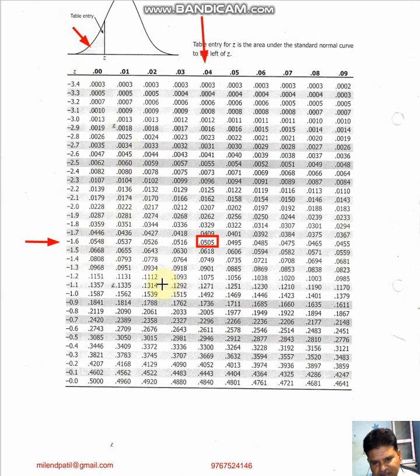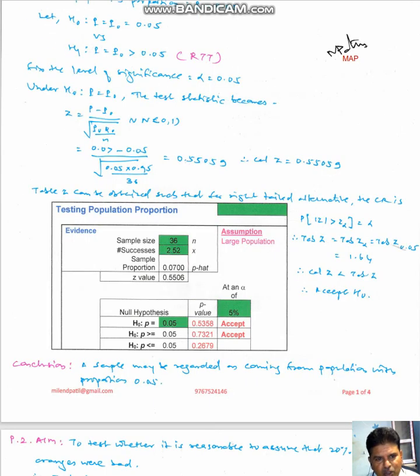But whether it is a one-tailed test or two-tailed test, we take this value as an absolute value. See, this is the absolute value, mod z. Therefore, even though it is minus 1.64, it should be taken as 1.64. So calculated z is less than table z, therefore we can accept H naught.